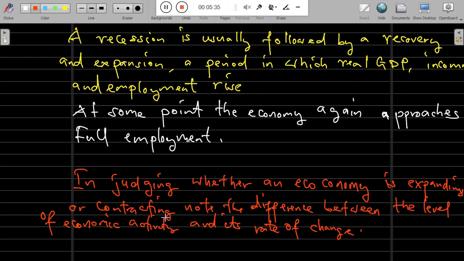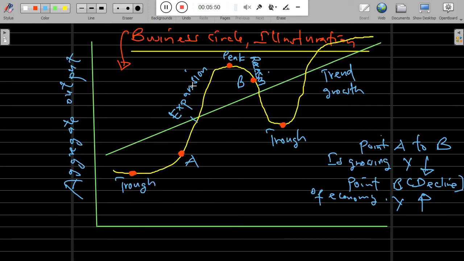Let's look at this graph of the business cycle showing the ups and downs of the economy, the fluctuation of the economy. We have the peak, where the economy is at its potential, at a boom. We have the recession, where the economy starts to decline. And we have the trough point, where employment and output are low. And we have what is known as expansion, where the economy is improving. So from point A to point B output is growing, while after point B there is a decline in output.